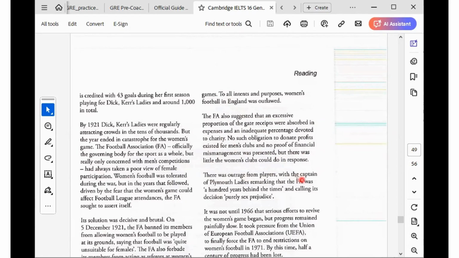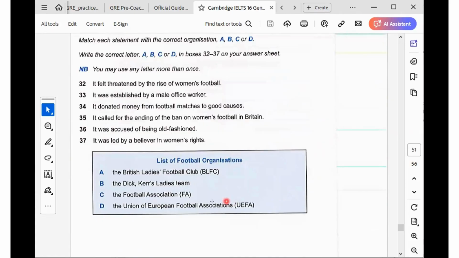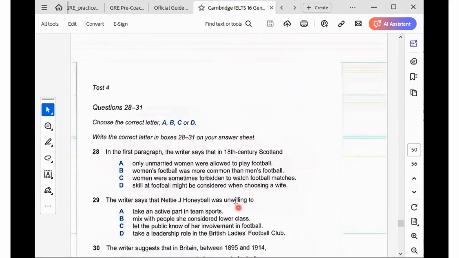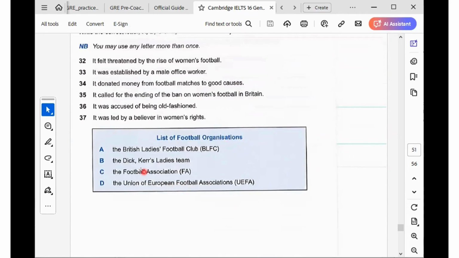There was outrage from the players, with the captain of Plymouth Ladies remarking that the FA was 100 years behind the time. Hold on. There's Plymouth in that list. The FA was accused of being old-fashioned. Yes, that's it. Look at it here. The Plymouth Ladies remarking that the FA was 100 years behind. That's old-fashioned, a paraphrase. So the FA was accused of being old-fashioned. Number 36 is going to be C.